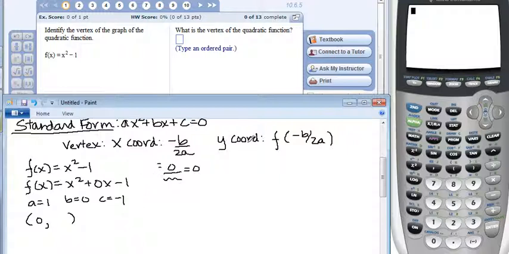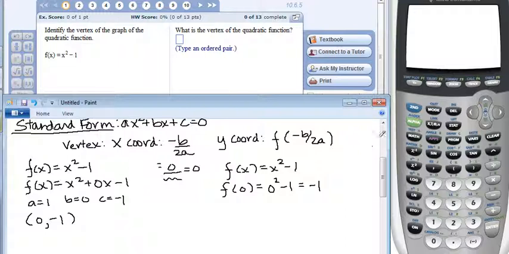To find my y-coordinate, I'm going to evaluate the function, so I'm going to write it again, f of x is equal to x squared minus 1. I'm going to evaluate it at 0. Well, that means to put a 0 in wherever you see an x. 0 squared is 0, minus 1 is minus 1. So there's your vertex, 0 and minus 1.